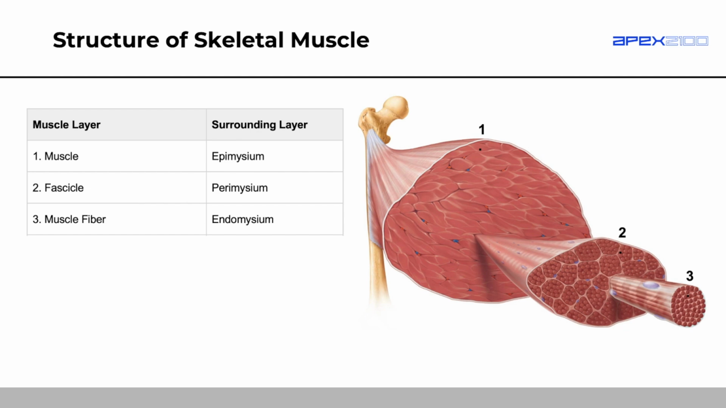On the second layer down, we have a fascicle. A fascicle is basically like a bundle of muscle fibers, which is number 3. So bundles of muscle fibers form these fascicles, and the fascicles are surrounded by something called the perimysium. And the perimysium is important because it contains blood vessels and nerves that support and supply oxygen and nutrients to the muscle cells. Finally, number 3, we have the muscle fiber surrounded by the endomysium.